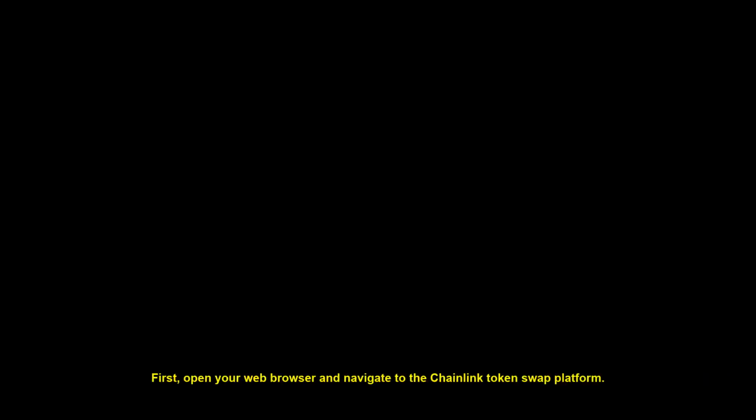First, open your web browser and navigate to the Chainlink token swap platform. Log in to your account using your credentials. Once logged in, locate your Chainlink tokens in the wallet section. Next, choose the option to swap or withdraw your tokens.